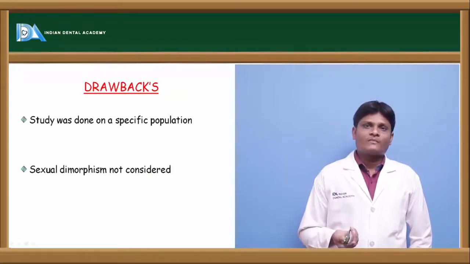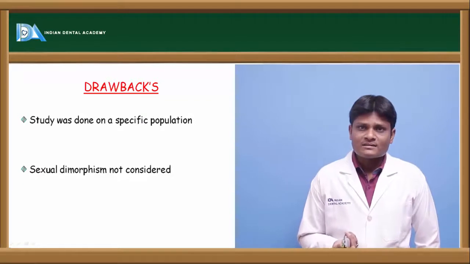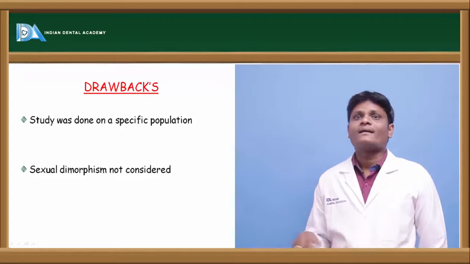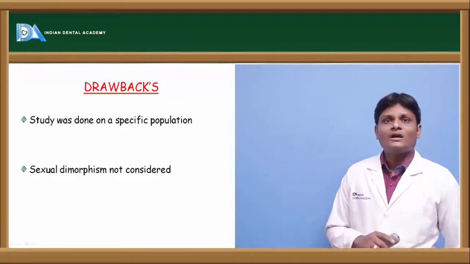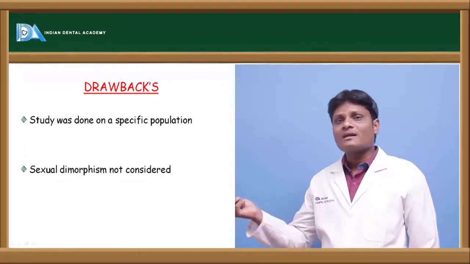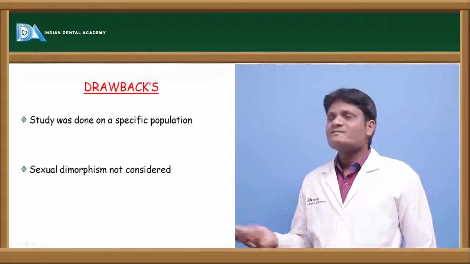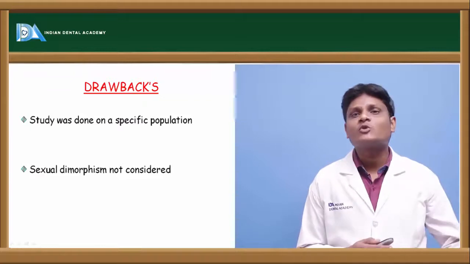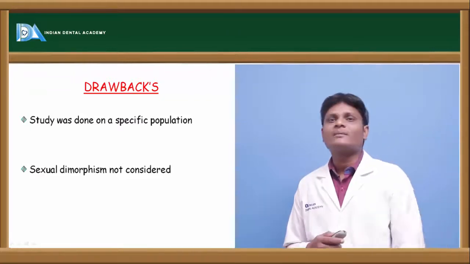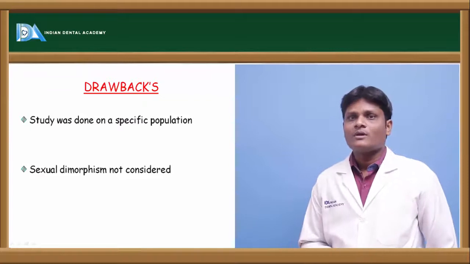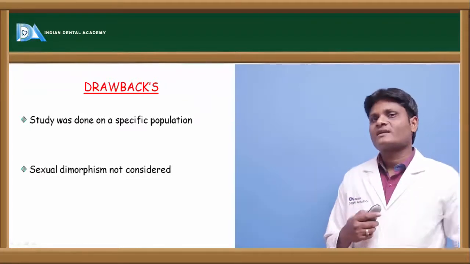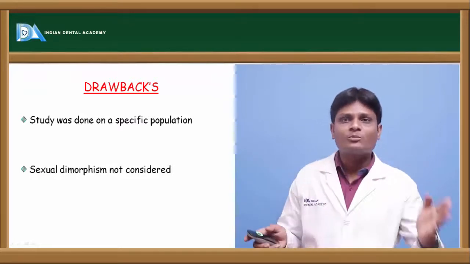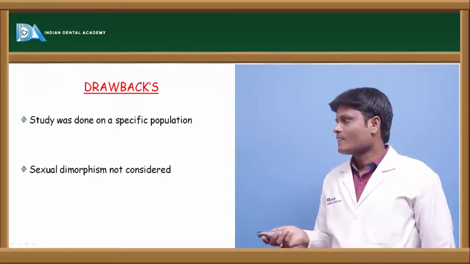As usual for any model analysis, the major problem is not taking the skeletal relationship into consideration and not establishing a sexual dimorphism. These are also the drawbacks of Bolton's analysis. And one more thing is, these analyses were done on a separate group of population and their universal applicability is still questionable. We need to go for further studies on a specific group of population to see whether this analysis fits that group of population or not.